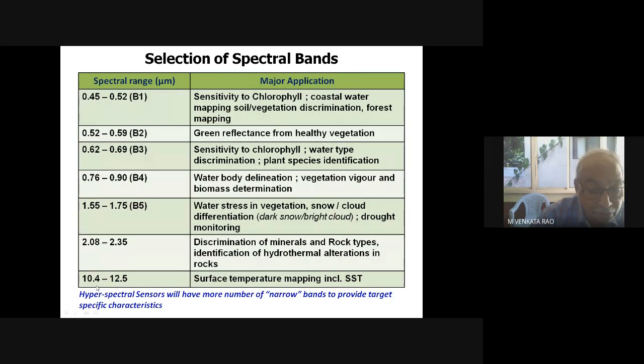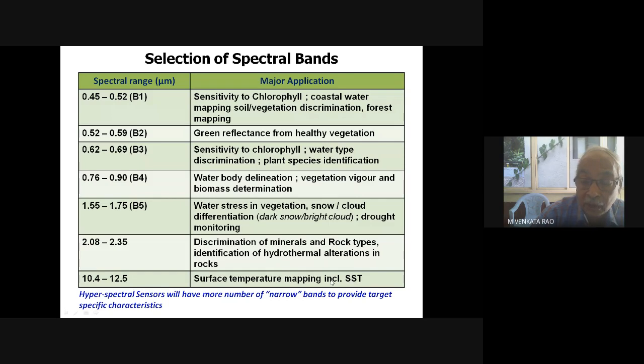And this is thermal infrared. The radiation in this band is coming from the Earth's emission. It is used mainly for surface temperature mapping, and sea surface temperature is one of the major applications. This sea surface temperature is useful in identifying potential fishing zones.